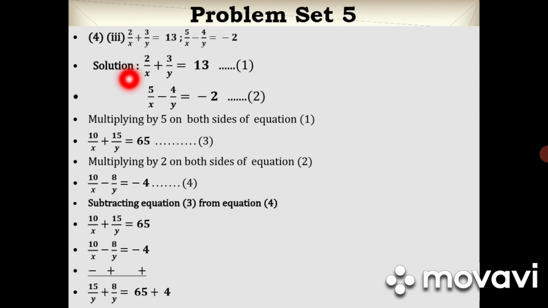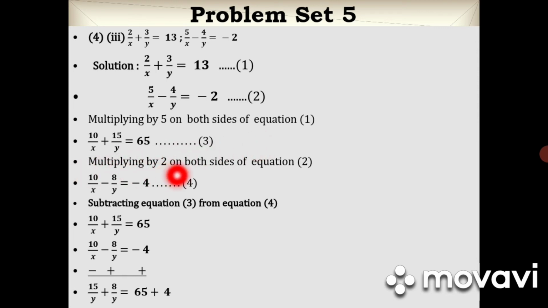2 upon x plus 3 upon y is equal to 13. Let this be equation 1. 5 upon x minus 4 upon y is equal to minus 2. Let this be equation 2. Multiplying by 5 on both sides of equation 1, we get 10 upon x plus 15 upon y is equal to 65. Let this be equation 3.